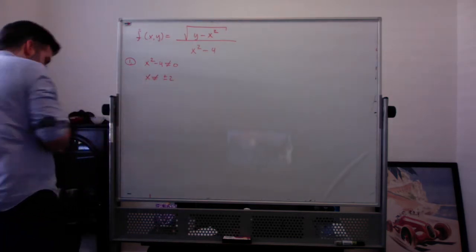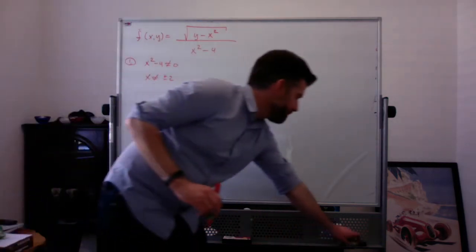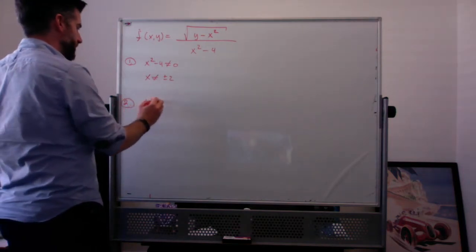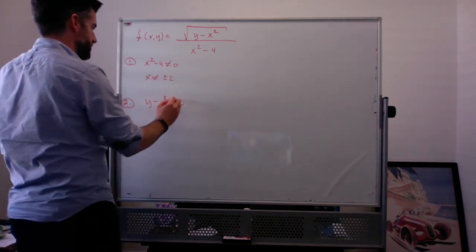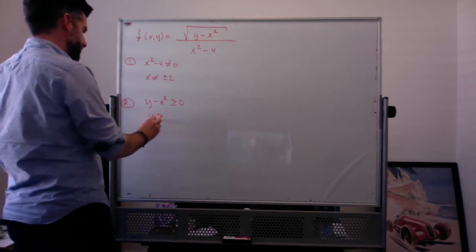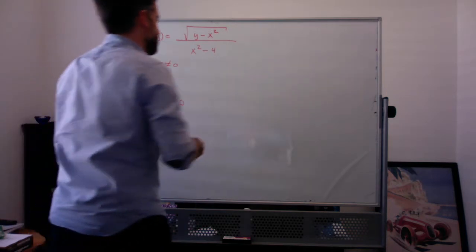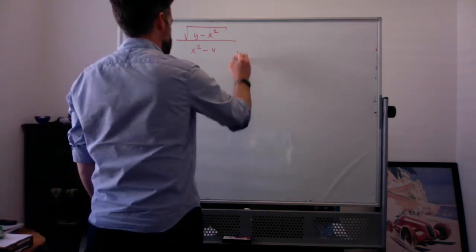And then we also have that y minus x squared is greater than or equal to 0, or y is greater than or equal to x squared. So if I try to graph this, here's what's going to end up happening.